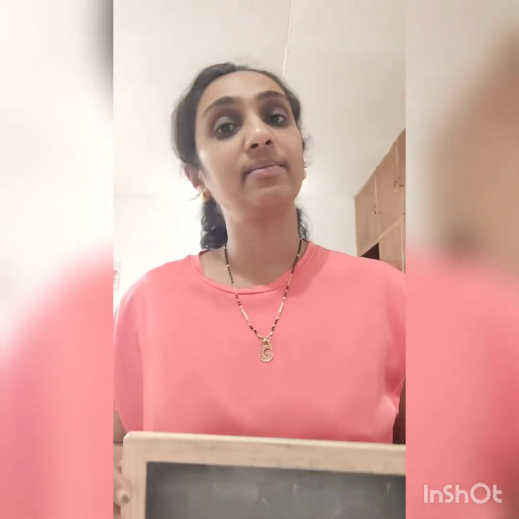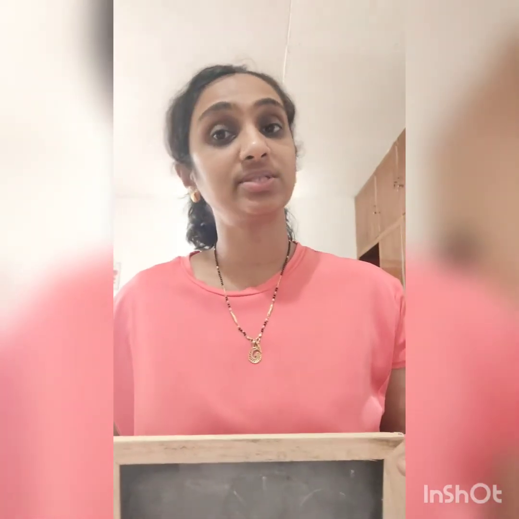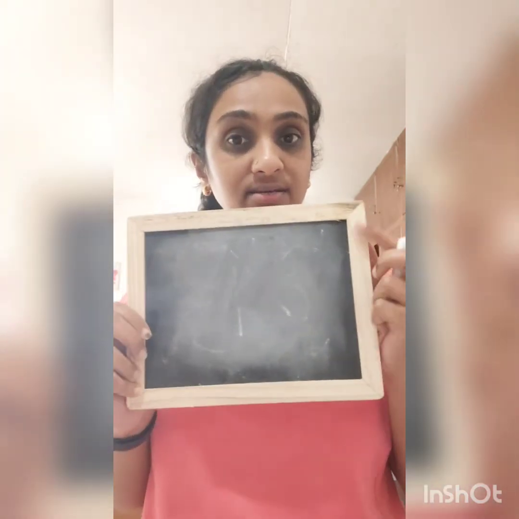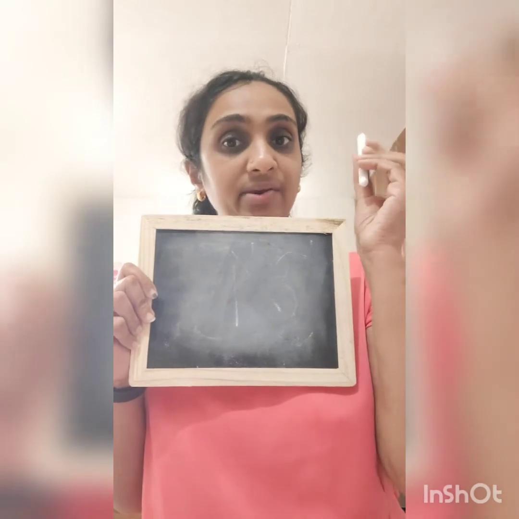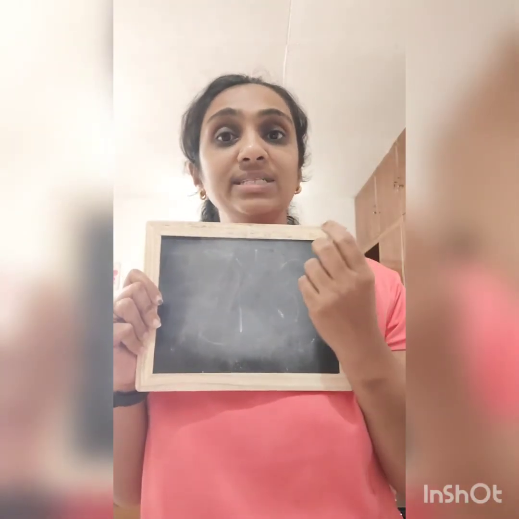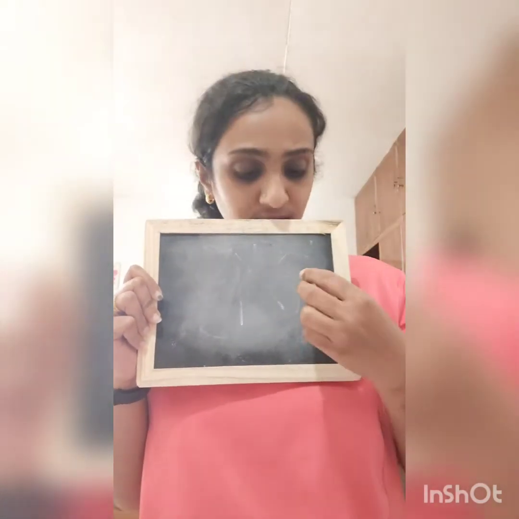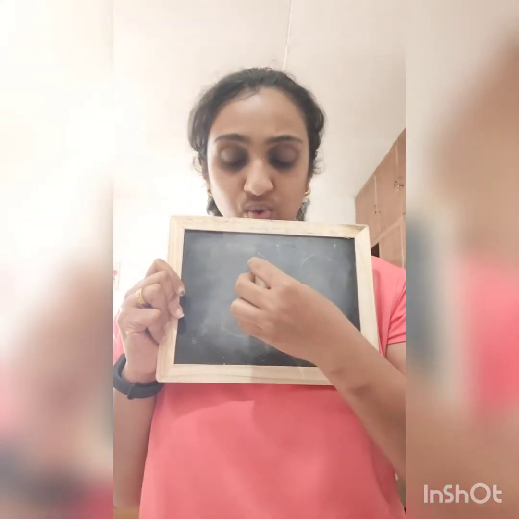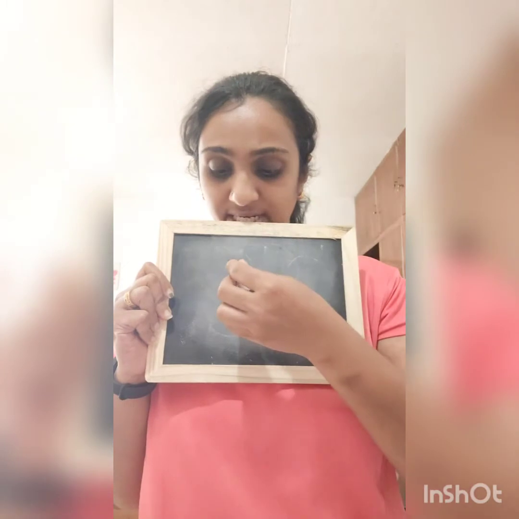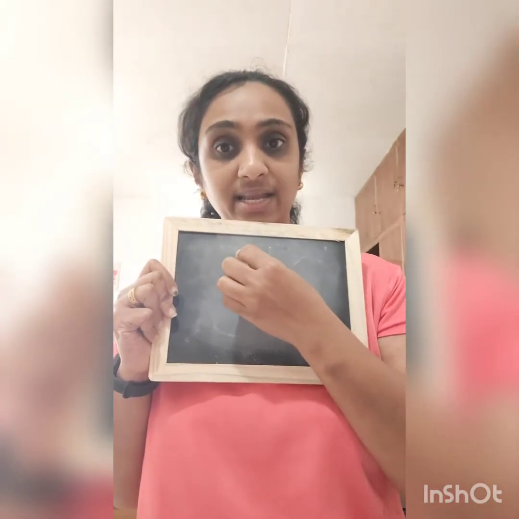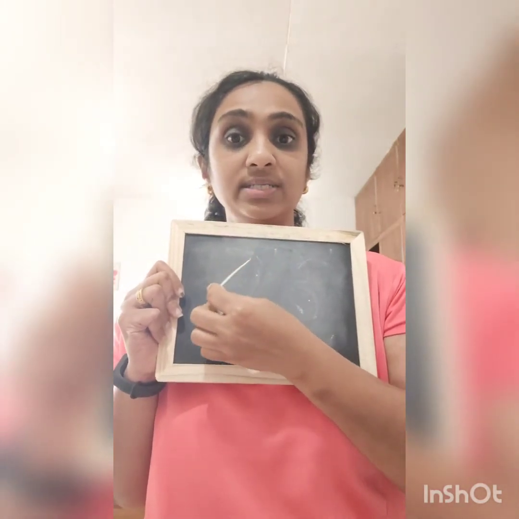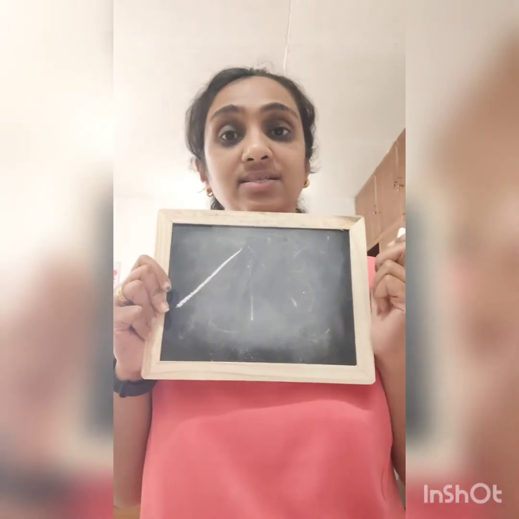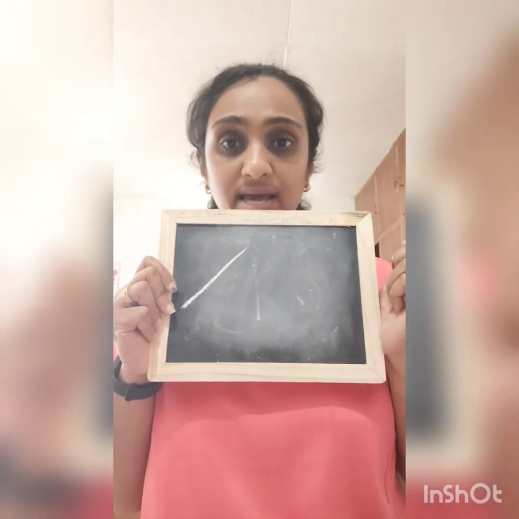Now I'll show you how to write a forward and a backward slanting line on your slate. So I have the slate here. I'm holding the slate in my left hand. I have the chalk in my right hand. A forward slanting line starts from the right side and ends in the left side. So I'm holding the chalk in my right hand, starting on the right side and going towards the left. That is a forward slanting line.